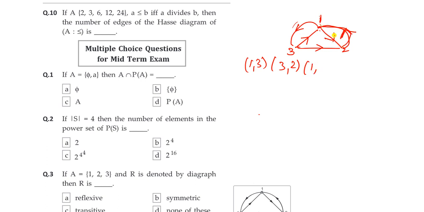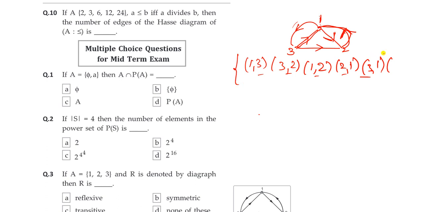You remember how we write the elements using a digraph, with the help of the arrow marks: 1, 2, 3, 3, 2, 1. So 1, 2 is there, 2, 1 is there, and 3, 1 is there, and 3, 2. So how many elements are there? 1, 2, 3, 4, 5 elements are there, right?